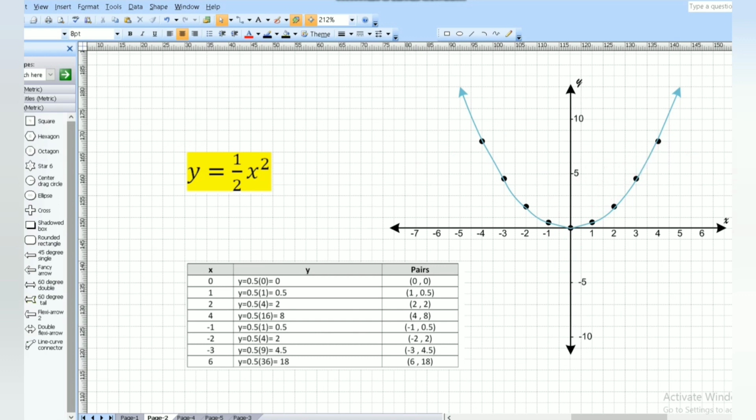So for this case, the vertex is right on this area, so it's (0, 0). We have only one x-intercept, the intersection is right on (0, 0). So for this case, the vertex is the same as the x-intercept. It's (0, 0) as the vertex, (0, 0) as the only x-intercept, and (0, 0) is also the y-intercept.